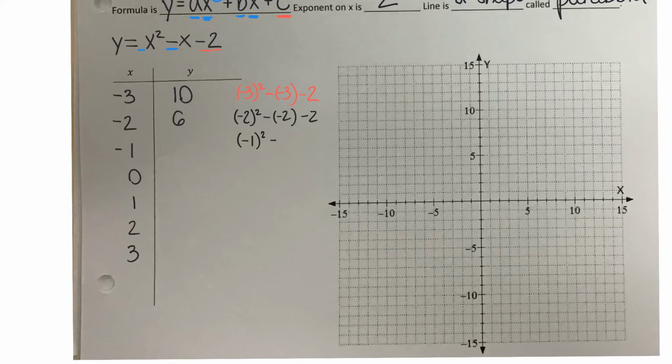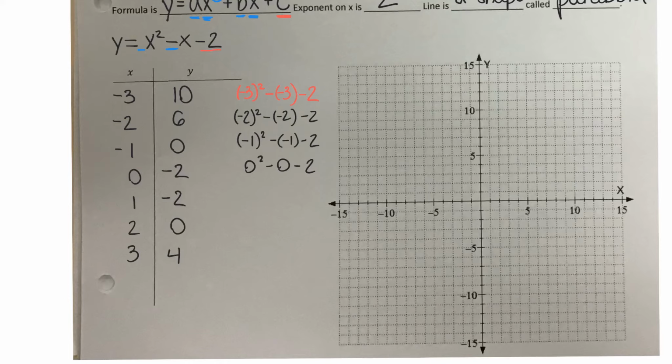Negative 1 squared minus negative 1 minus 2 is 1 plus 1 is 2 minus 2 is 0. 0 squared minus 0 minus 2 is negative 2. 1 squared is 1, minus 1 is 0, minus 2 is negative 2. 2 squared is 4, 4 minus 2 is 2, 2 minus 2 is 0. 3 squared is 9, minus 3 is 6, minus 2 is 4.